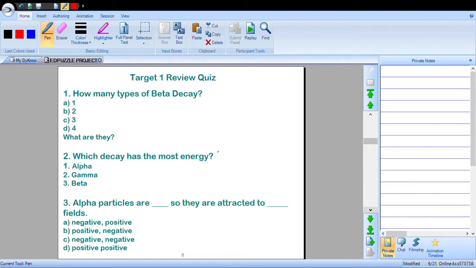A quick target 1 review quiz. How many types of beta decay are there? The correct answer is C, 3. What are they? They are beta emission, positron emission, and electron capture.